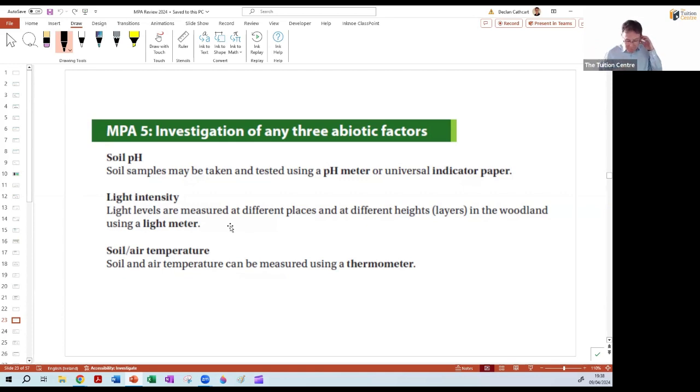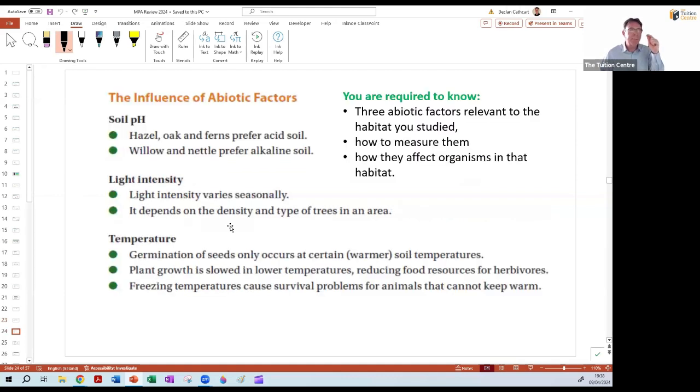You do need to understand how these 3 abiotic factors affect the lives of plants and animals, examples of plants and animals that you've studied. So you need to be able to give them named examples and how these abiotic factors influence their lives. Some plants will prefer acidic soil. Good to have an example under your belt, like hazel or oak. Oak prefers acid soil. Willow and nettles prefer alkaline soil. So if you can remember that, that'd be great.